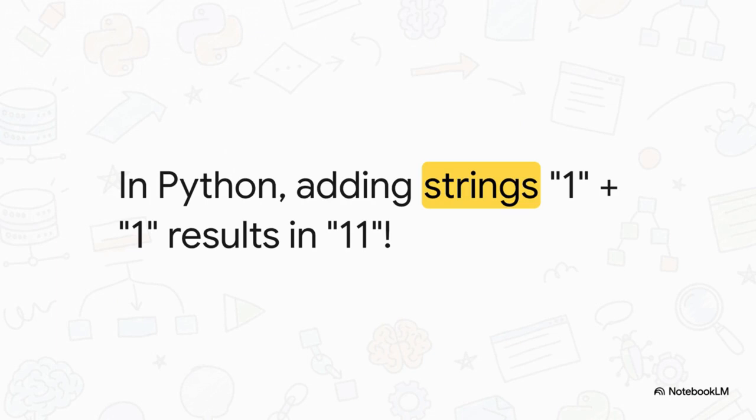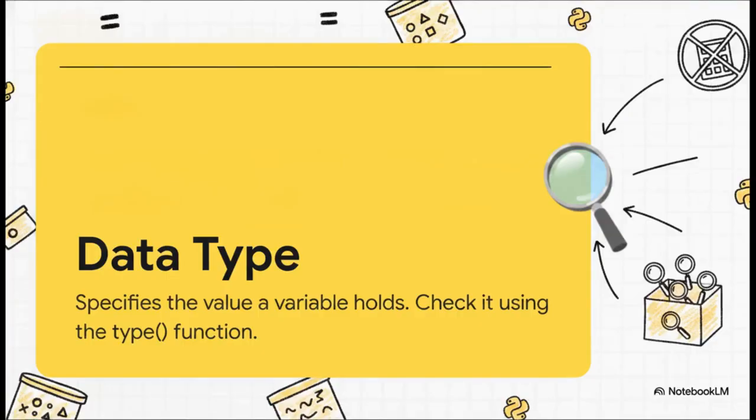See, if you give Python the integer number 1 and add another integer number 1, it will output 2, normal math. But if you put those ones inside quotation marks, Python no longer sees them as math numbers. It sees them as text words. So instead of adding them, it just glues the two text characters together, putting a 1 right next to another 1, giving you an output of 11. Crazy, right? That is exactly why we need to classify our data. A data type basically specifies the exact kind of value a variable is holding, so Python knows what operations it's actually allowed to perform. Like we just saw, you can't do regular math on text.